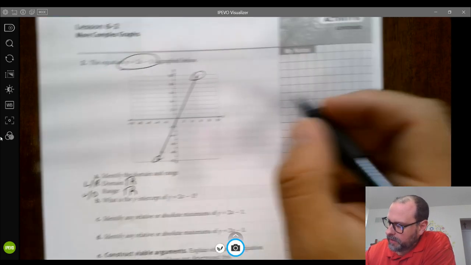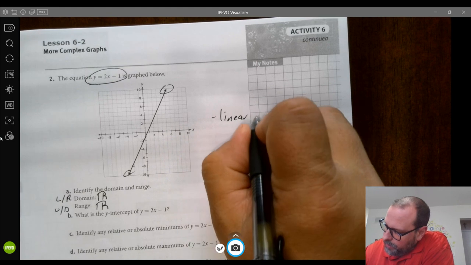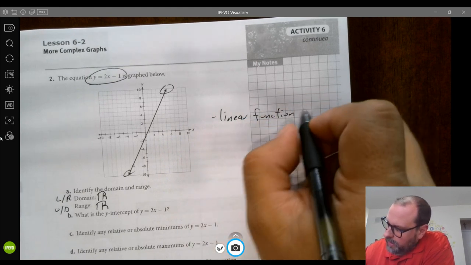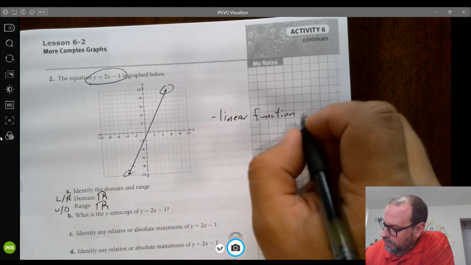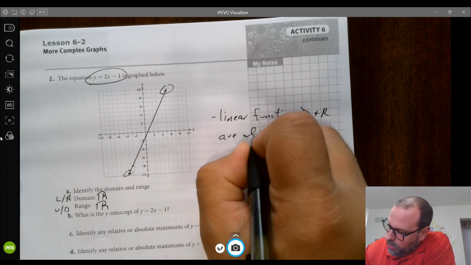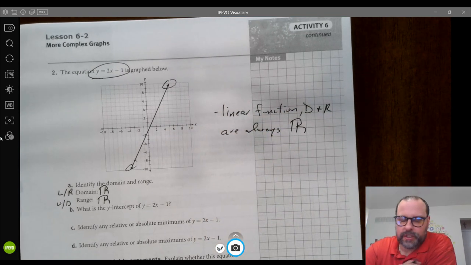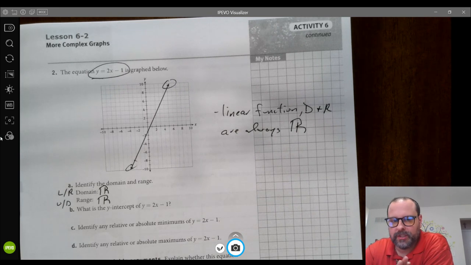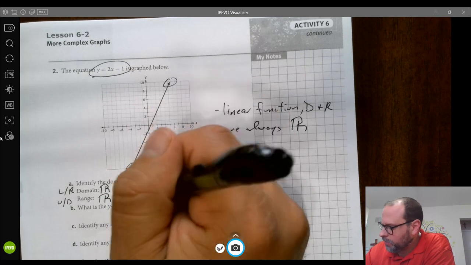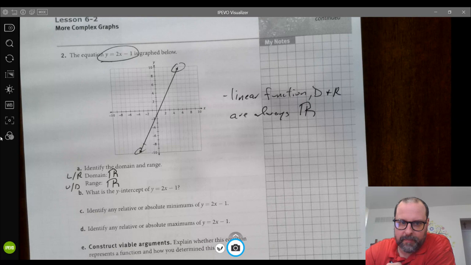This is something I would jot down: for a linear equation or function that is continuous and goes on forever, the domain and range are always all real numbers. So if it's just a general linear function, just a straight line, and it goes up, down, left, right like a normal one, not completely horizontal or vertical, it'll always be all real numbers.